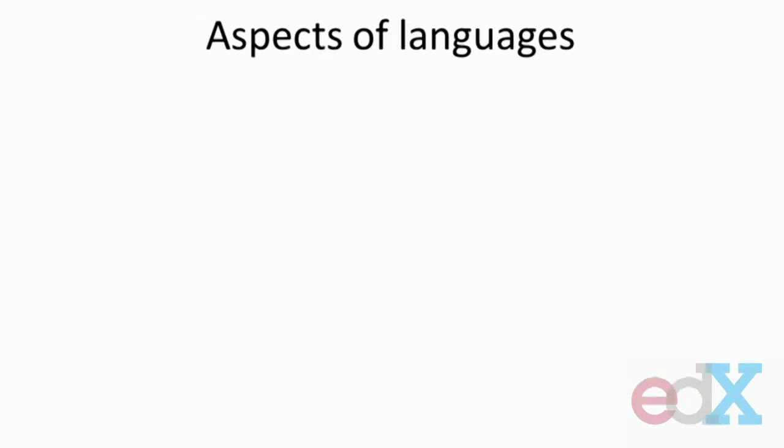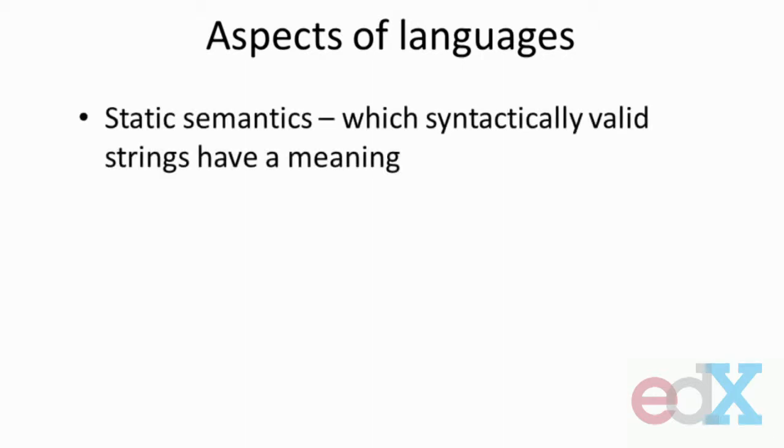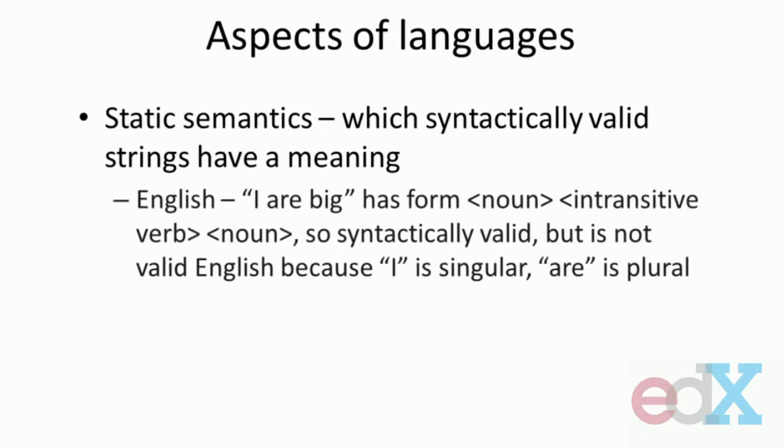In addition to the syntax, we also have the semantics of a language. Semantics refers to the meanings associated with the expressions. And we're going to make a distinction between two kinds of semantics. First, there's static semantics. That basically tells us which syntactically valid strings, that is, sequences of words that satisfy the syntax of the language, also have a meaning. For example, in English, "I are big" has the form of a noun, a verb, and another noun, so it's syntactically valid. It's in the right combination for what would normally be a sentence. But it's not valid English because "I" is singular and "are" is plural. So this would violate the static semantics of English as a natural language.